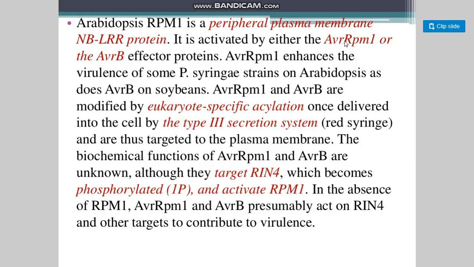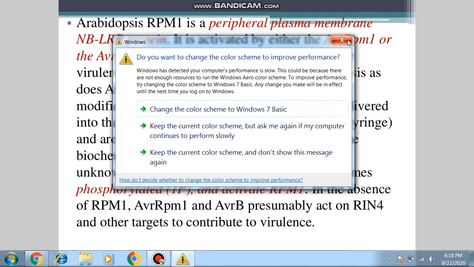So in Arabidopsis, RPM1 is a peripheral plasma membrane and NBS-LRR protein. It is activated by either the AvrRpm1 or the AvrB effector proteins.